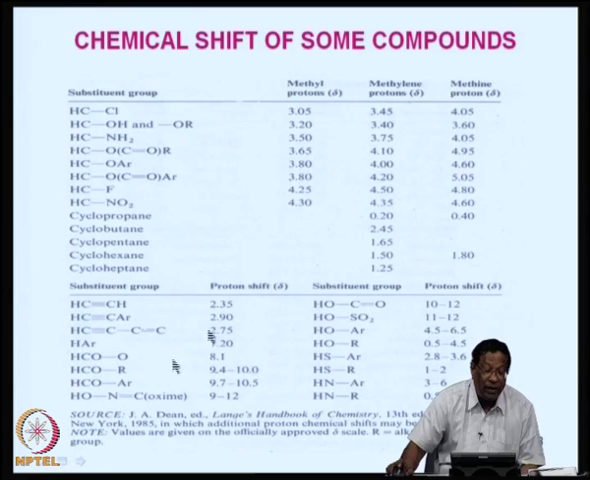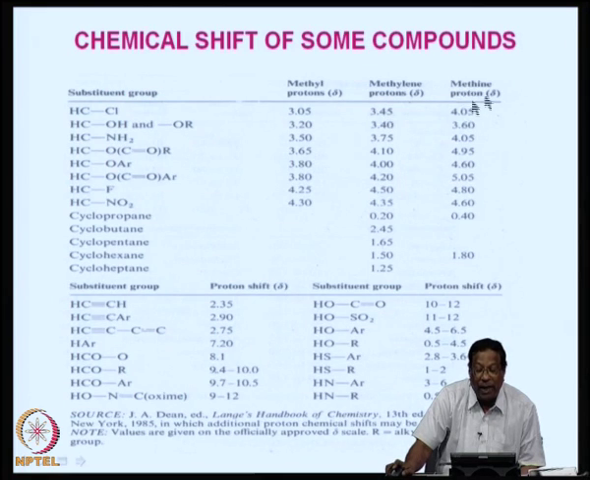Now, you would see that I have listed here the chemical shifts of some compounds, that is H-C-Cl, the carbon-chlorine and this hydrogen, where you would see if it is methyl you would see 3.05, and if it is methylene protons it is around 3.45. If it is methine protons, like in acetylenic groups, the shift would be around 4.05. Similarly, databases are available for different types of compounds.